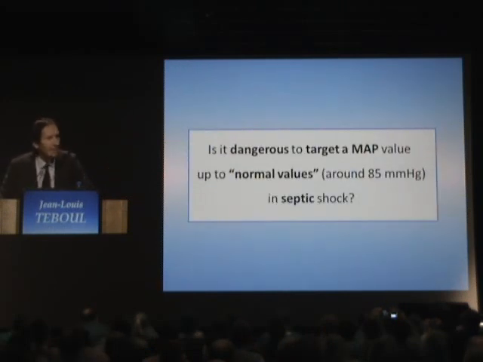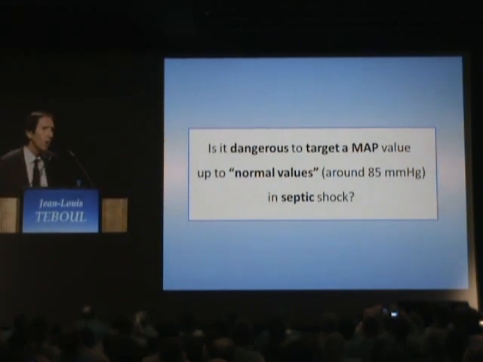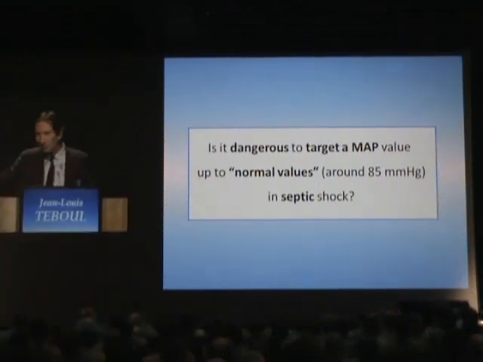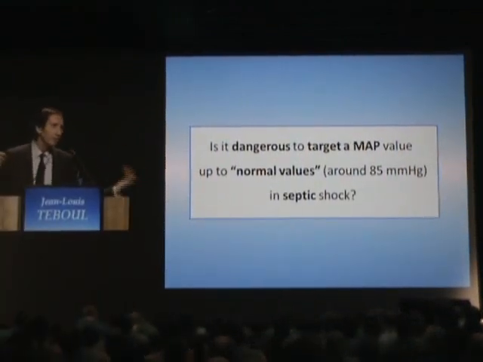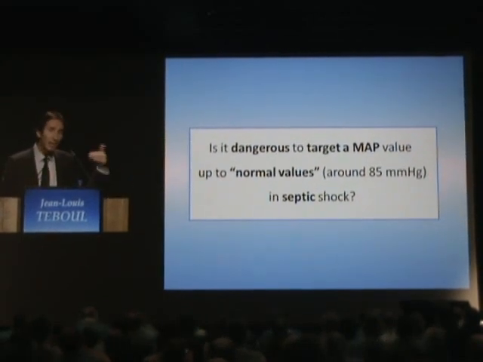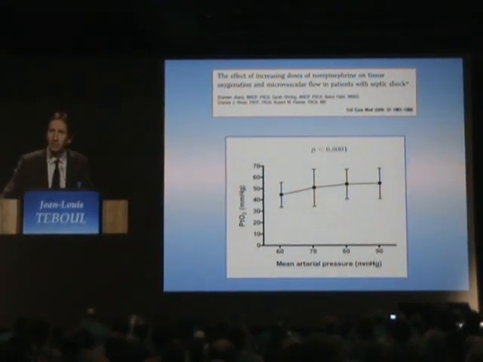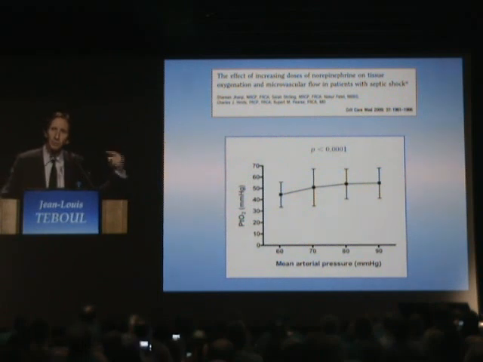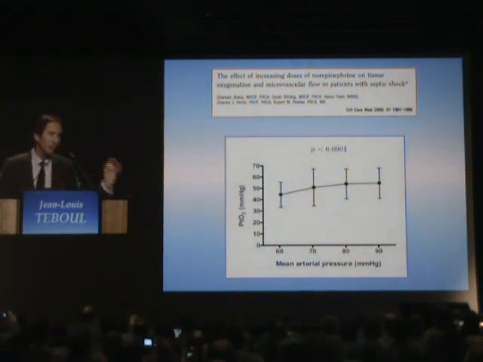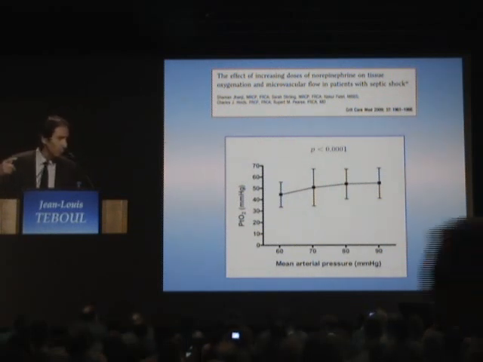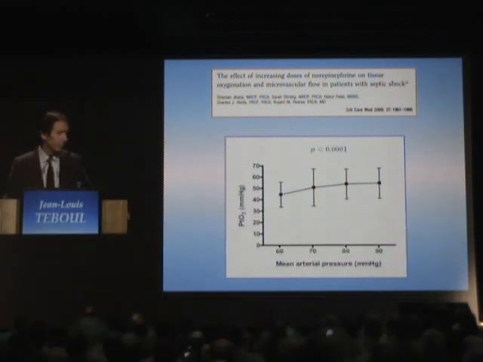But the question is, is it dangerous to target MAP values up to normal values? You know that in normal people, the normal value of mean arterial pressure is around 85, 90 millimeters of mercury. Is it dangerous in septic shock patients? Maybe not. This is a study by the group of Rupert Pierce. They measured PtO2, which is the tissue oxygen pressure, and they observed an increase in PtO2 when they increased the mean arterial pressure from 60 to 90 millimeters of mercury, an improvement in PtO2.